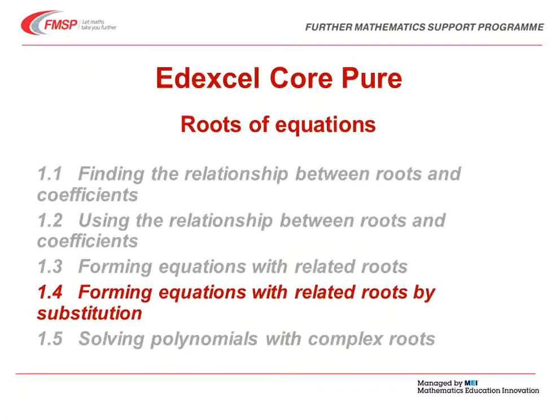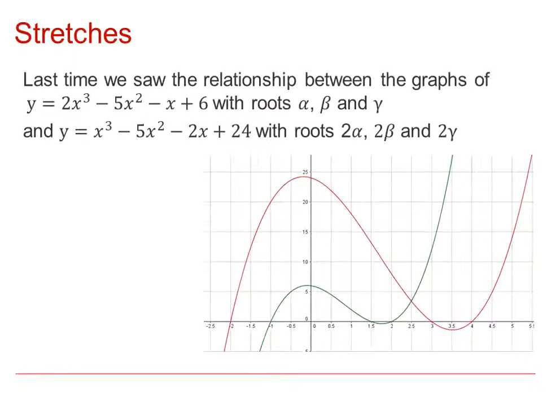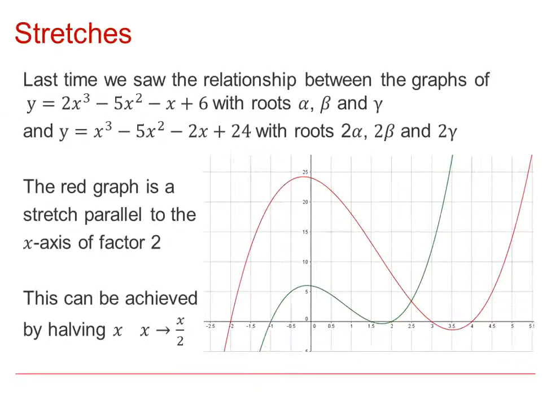EDX Core Pure: roots of equations, forming equations with related roots by a substitution method. In the last session we looked at the roots of the original equation, and the roots were alpha, beta, gamma. The new equation that we formed had roots 2 alpha, 2 beta and 2 gamma, and we noticed that there was a horizontal stretch by a factor of 2. So for example, where the old equation had a root at 2, our new equation had a root at 4.